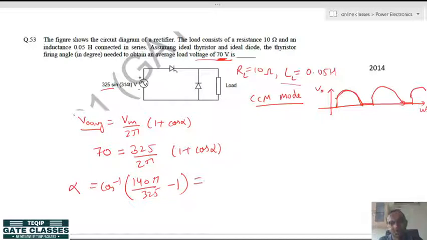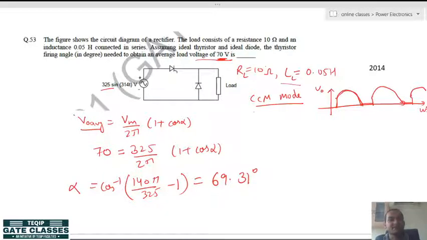So, what is this value? Let me calculate with the calculator. 140 pi divided by 325 minus 1, and cos inverse of this. So, it is coming around 69.31 degrees. So, you can see how simple the questions are, just the concept is needed.